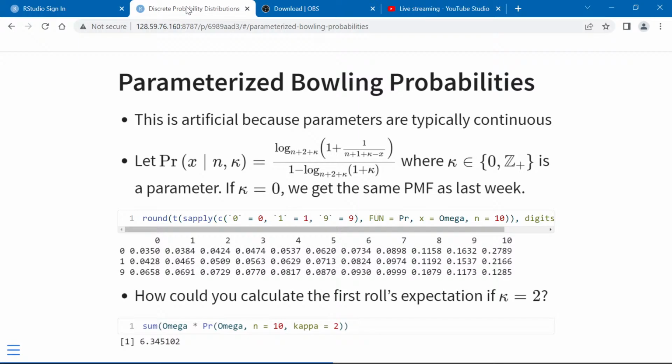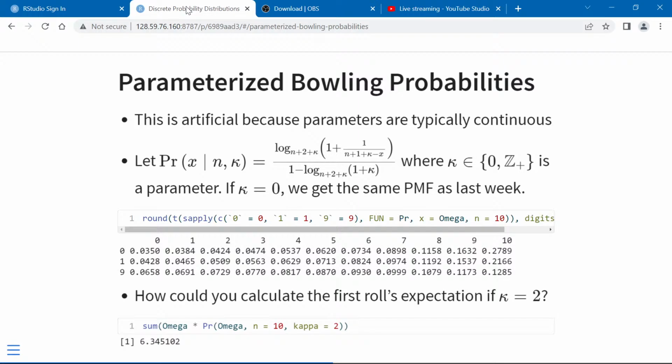But now we've generalized this to have kappa be any non-negative integer, which affects the probabilities, and consequently the expected number of pins knocked down on the first roll of a frame of bowling, if kappa is 2, is only 6.345, in contrast to 7, or whatever it is we got earlier, for the expectation of the first roll of a frame of bowling when kappa is 0. Alright. We use conditional probabilities, we get conditional expectations. The probabilities we were using before were still conditional. They were just conditional on kappa being 0.